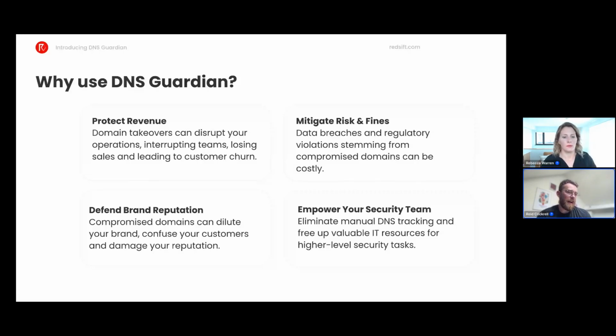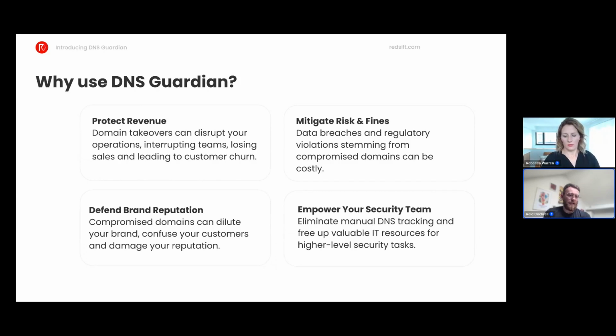Yeah, so I think there are some really major wins here. The first one is it enables you to protect revenue. Domain takeovers can be fairly disruptive to your operations. Interrupting teams can lead to customer churn and lost sales. So it's something that needs to be protected.